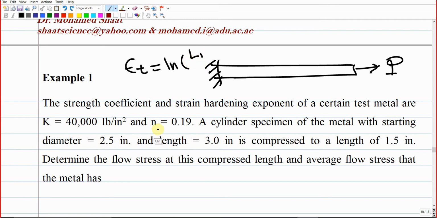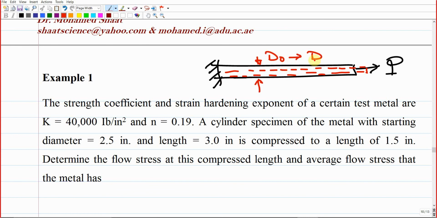Someone would say, okay, and in the meanwhile for this operation, when we stretch the bar, what should happen to the diameter? The diameter should be decreasing, right? The diameter is going to decrease. So we had D0, and this D0 will be decreasing to D. In the meanwhile, we do have L0 and it's going to change to L.